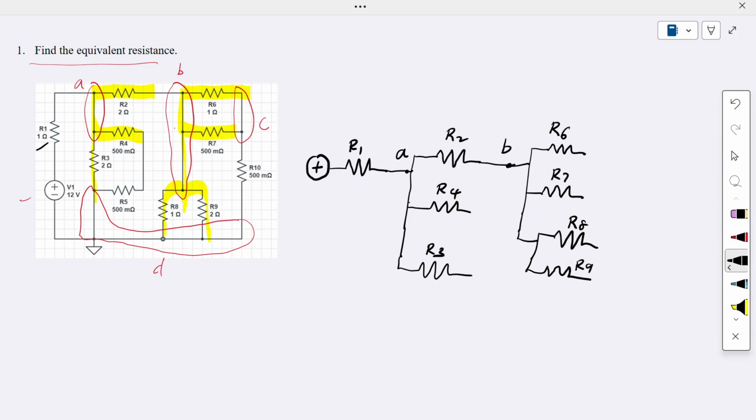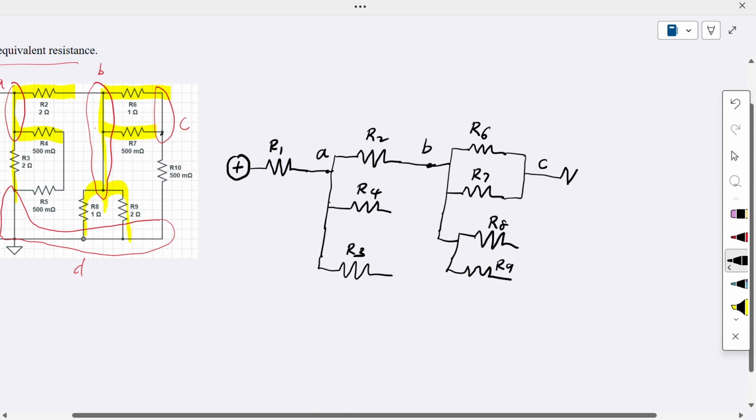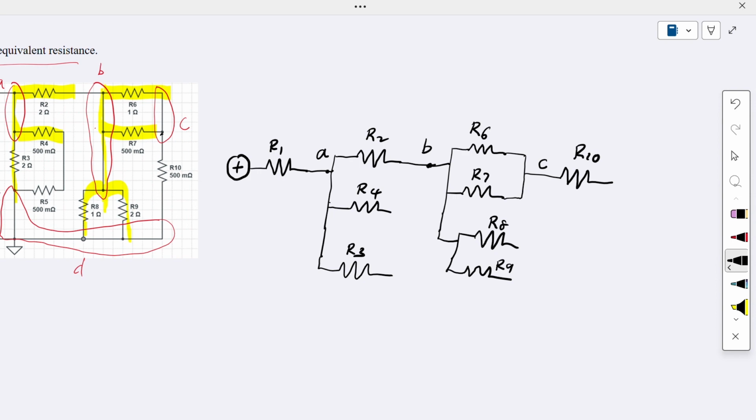That means R6 and R7 are connected together, and here is our C node. From this C node, we have R10. So here is R10, and the R10 terminal over here is the D node. Let's say here is our D node. The N terminals of R8 and R9 are also connected to the D node. So R8 and R9 connect together and then go directly to the D node.